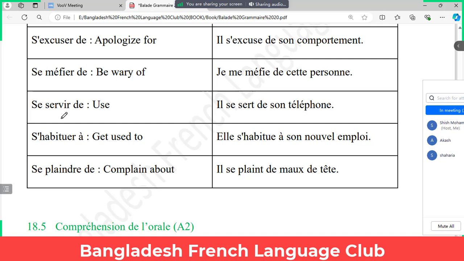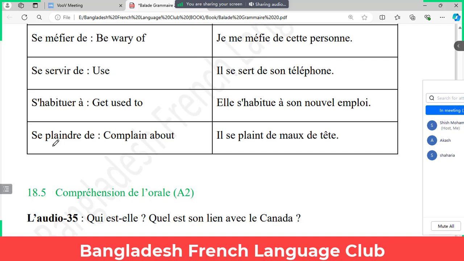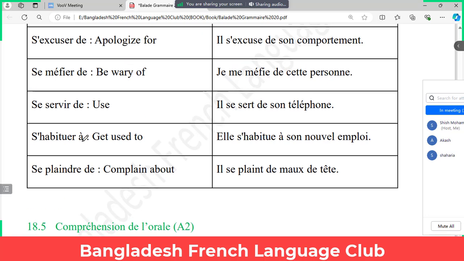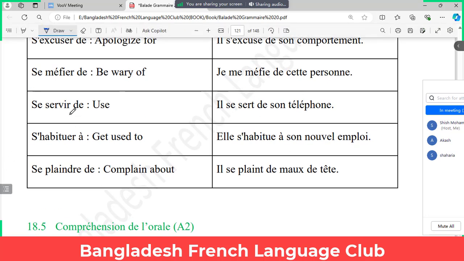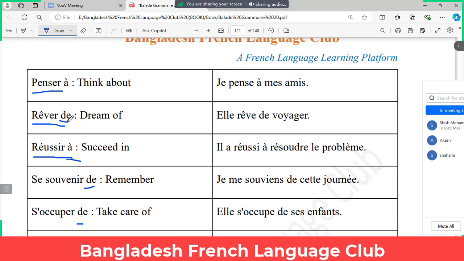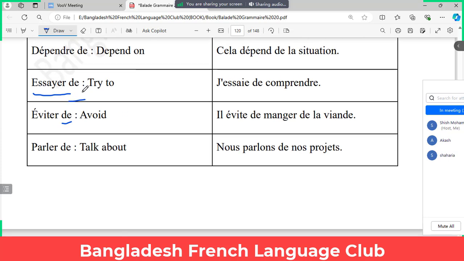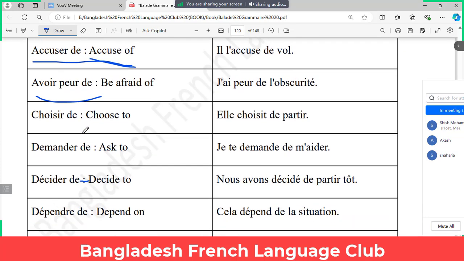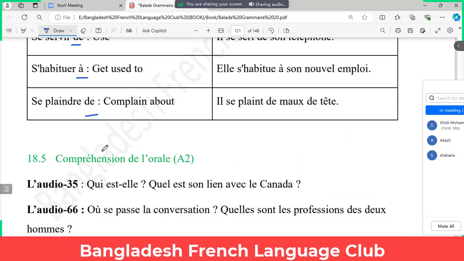S'habituer à is get used to. So se plaindre de. It's complain about. So with some verbs you see de, and with some à, right? De and à. So when you use these verbs, please remember the preposition with the verb. Okay, in most cases de, but sometimes à.